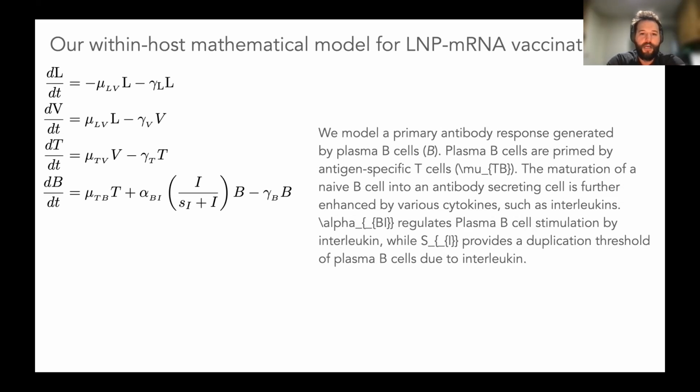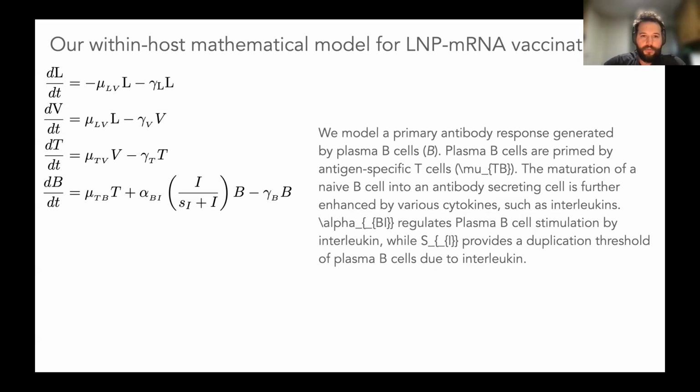They can, of course, be primed by antigen-specific T helper cells through the interaction term UTB. The maturation of naive B cell into an antibody secreting cell, there's a number of literature to support that it's further enhanced by various cytokines. We focus on interleukins because we found some literature to support that. And we model that through the source term given by alpha BI.